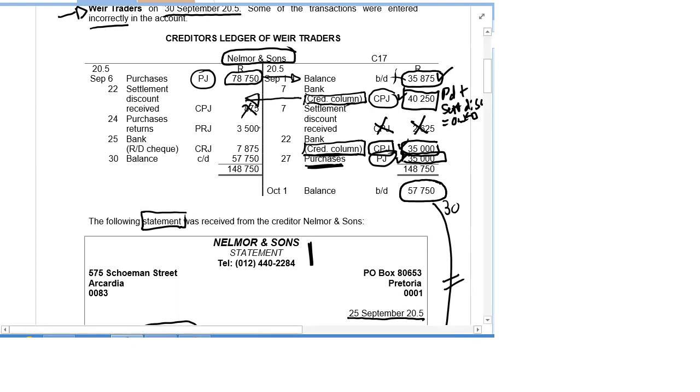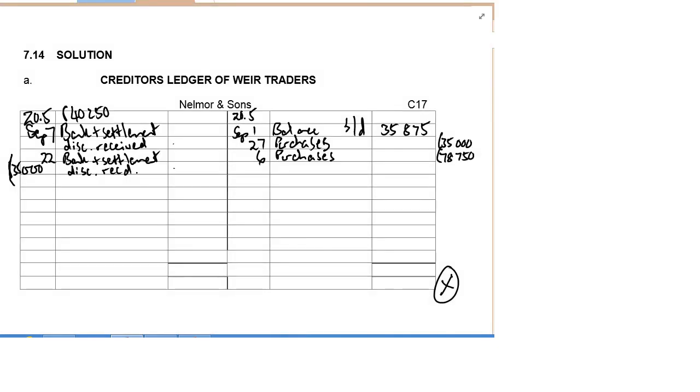It shouldn't be there. The purchases returns amount of 3,500, that is correct. It's reducing how much we owe to the supplier because we return purchases. We debit the supplier's account, we debit creditors, and we credit purchases returns, which reduces your purchases expense. Okay, so in Nelmore & Sons account, on the 24th, we're going to have an amount for purchases returns, and that amount is 3,500.